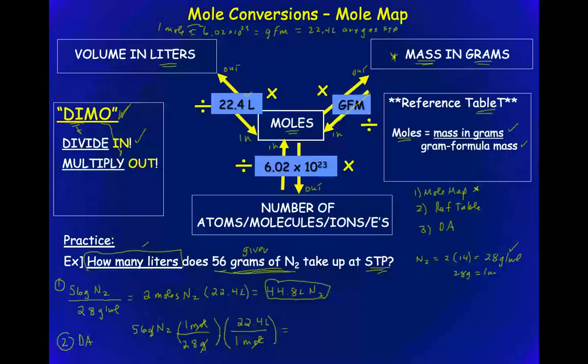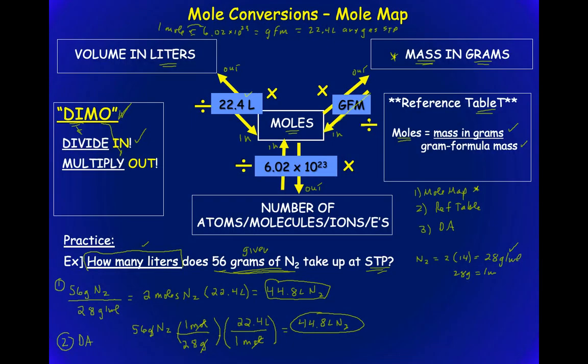And guess what you get? 56 divided by 28 times your 22.4. And guess what you get? 44.8 liters of N2. So either way you want to use it is fine. I tend to like the mole map better because it's dividing and multiplying out.